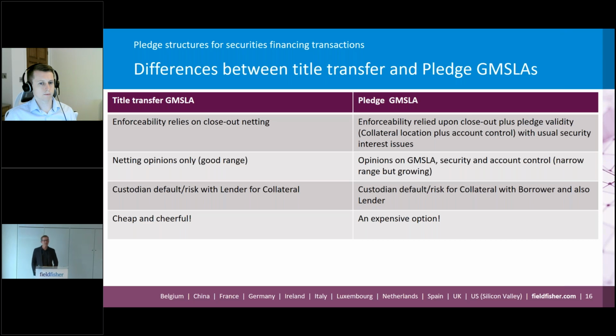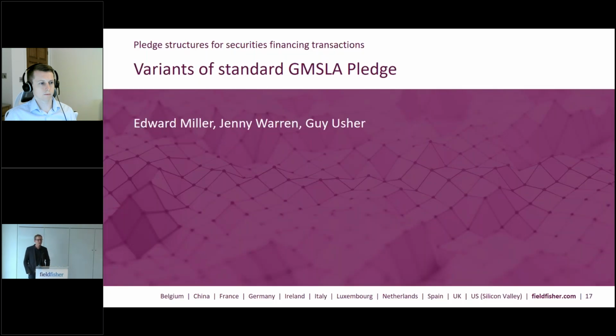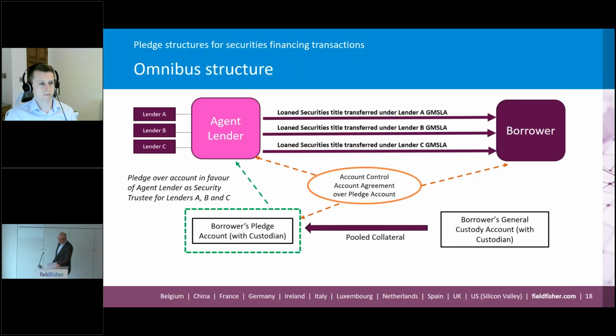And I believe I'm now going to hand over to Edward, who's going to talk about omnibus structures. Good afternoon, everyone. Yes, as Guy says, we're going to talk now about some variants of the pledge structure. The first one of these is the omnibus pledge structure. So what is this and where do we use it? It's typically used in an agency lending structure.